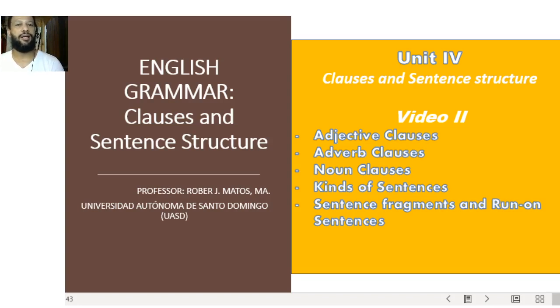Okay, that of the kinds of sentences we have already covered, and the last part, which is the short introduction of punctuation and connectors, adding connectors, we're going to see sentence fragments and run-on sentences. Okay, let's begin right away.